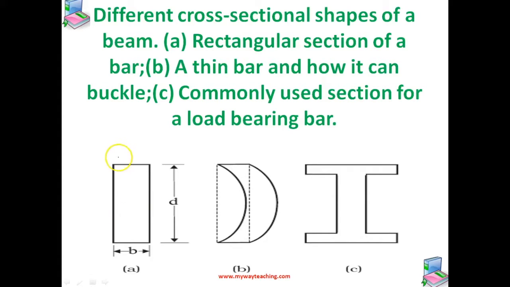So in this figure, you can see the first one, the rectangular bar. As I told you, if we increase the depth, unless the load is exactly at the right place, the bar may be bent, as you can see in this second figure, a thin bar and how it can buckle, isn't it? And this is called buckling.